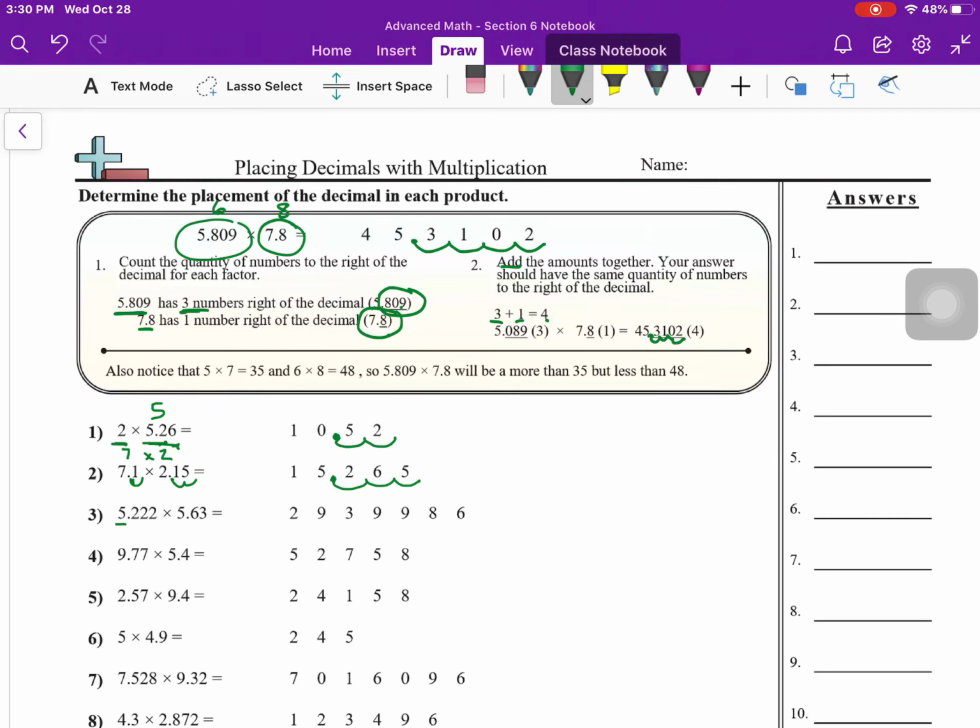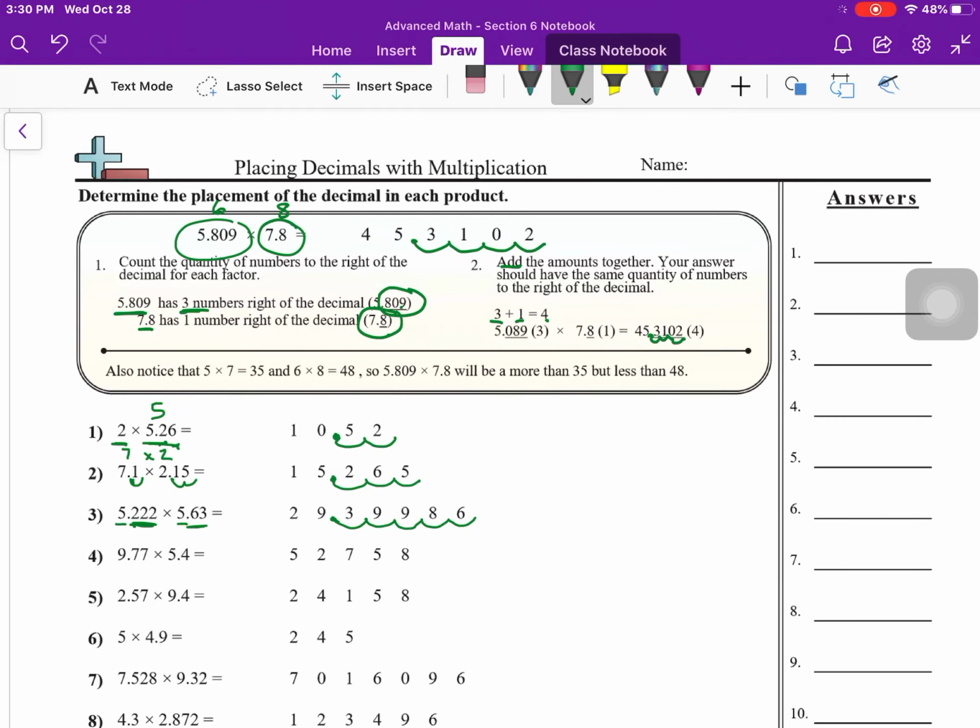Next one, we've got the number 5 times 5 if we're going to round, or 5 times 6, which would be 30, which means my decimal point probably has to go there. But let's check. We've got 3 numbers after the decimal, 2 numbers after the decimal, so 3 and 2 is 5. 1, 2, 3, 4, 5. That is correct.